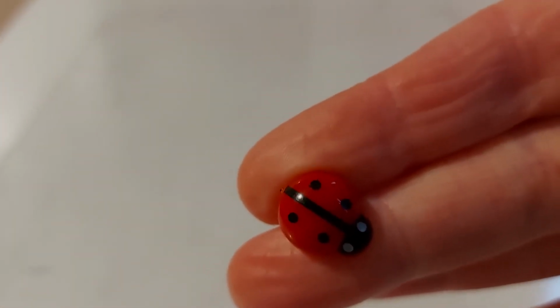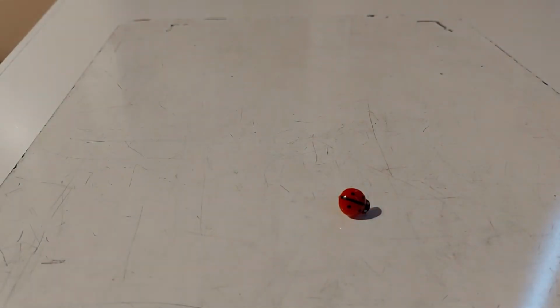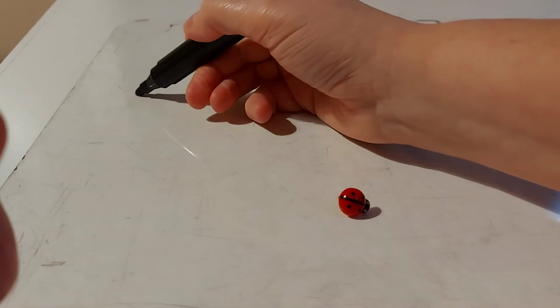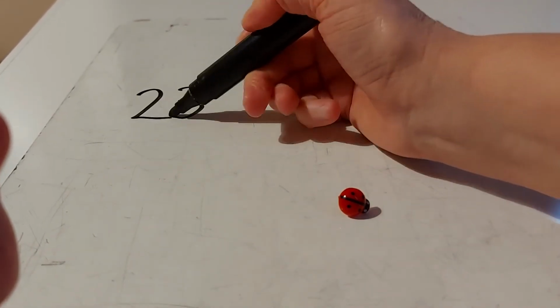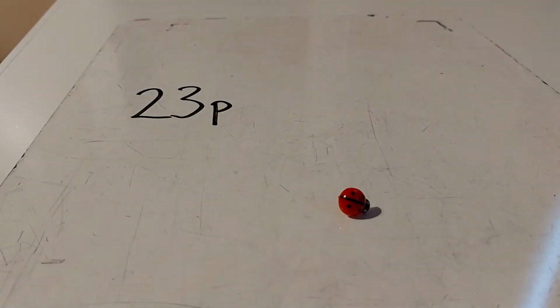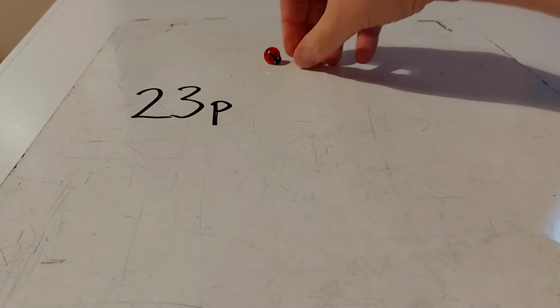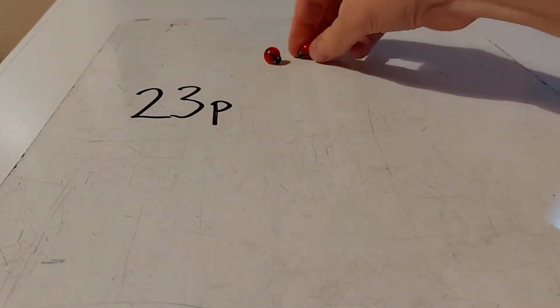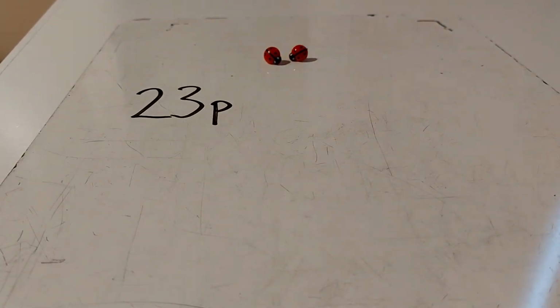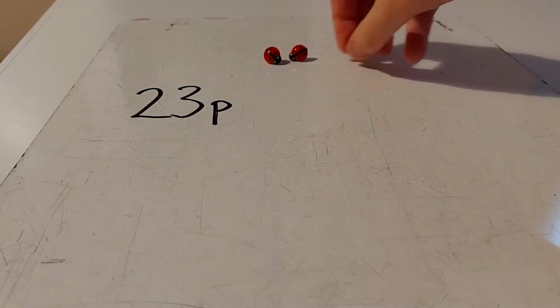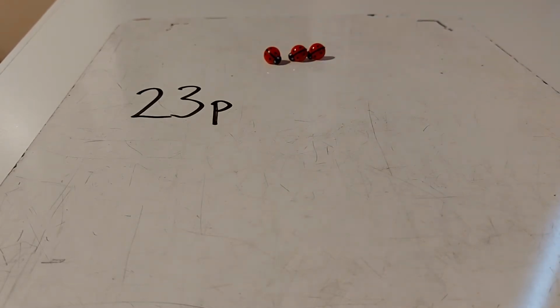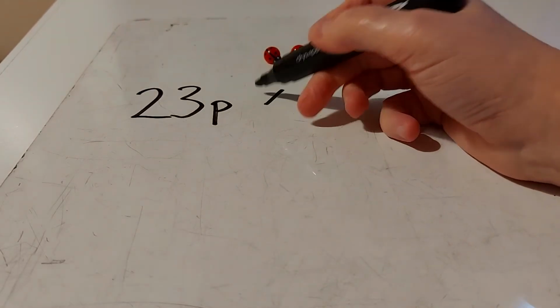Now, this is a ladybird, okay? Or a ladybug. And it's in a shop, and it costs 23 pence for one. Now, I actually want to buy 3 of these. So I'm going to put them up there. And most of you will have already worked out the calculation. Because we want to buy 3, we need to work out 3 lots of 23 pence.